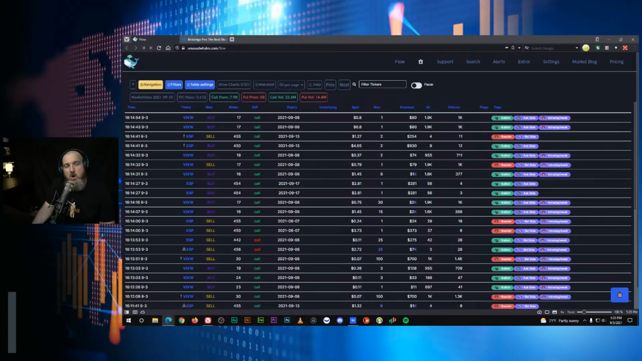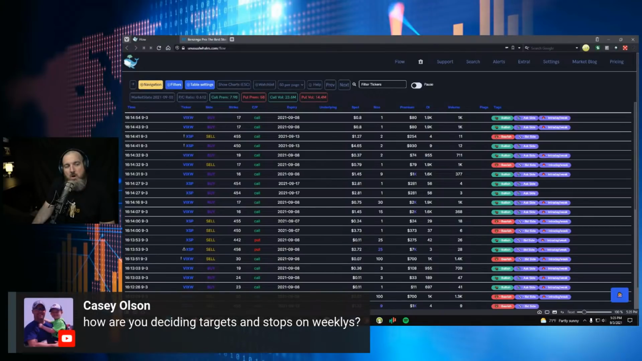How am I deciding targets and stops on weeklies? I will answer that backwards. I don't have stops because I'm monitoring my position. When I'm on a sell, I'm right there on the position. It's not like it's without adult supervision. I'm right on top of it. So I am entering and exiting manually.